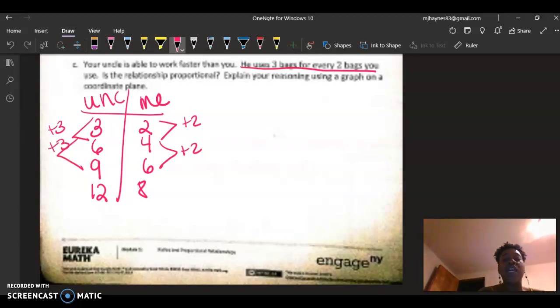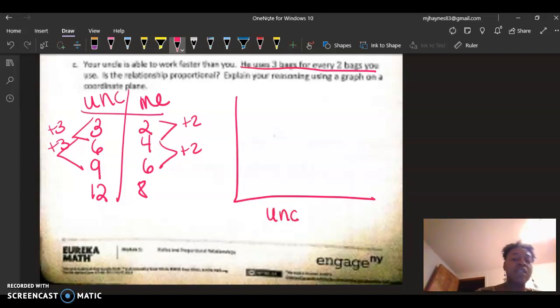So it says, is this relationship proportional? Explain your reasoning using a graph on a coordinate plane. Well, Uncle is X. Me is Y. Just going to put some notches. Okay, when Uncle is 3, so here's 1, 2, 3. You can put your numbers on there.